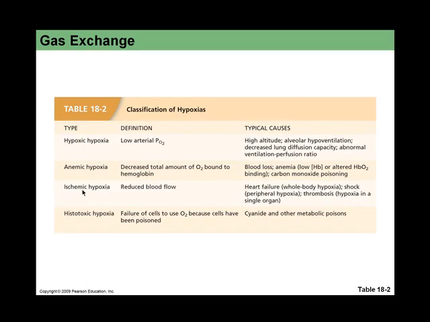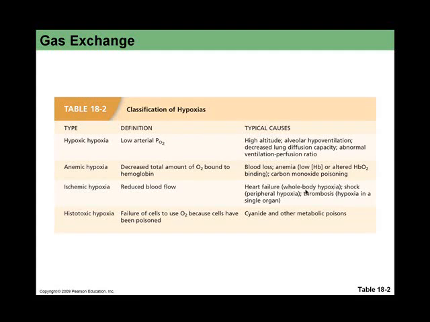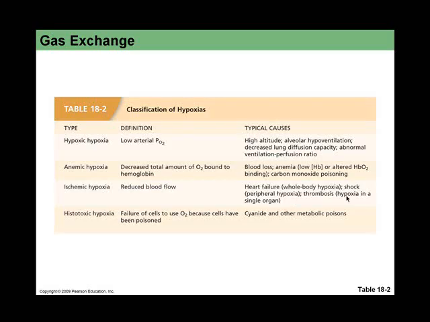So the ischemic hypoxia is a reduced blood flow. So you just don't get the fresh blood coming in to get the exchange. So heart failure, whole body hypoxia can lead to heart failure. Shock, a peripheral hypoxia, or thrombosis, so the hypoxia in a single organ.